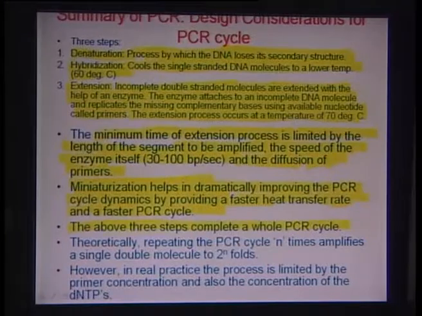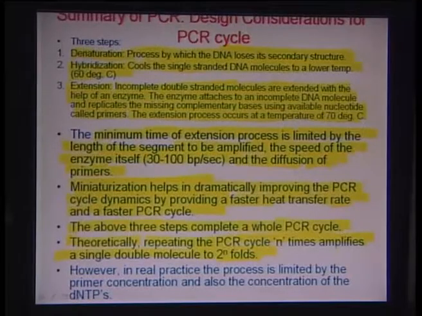So repeating these steps n number of times would theoretically mean amplification of a single molecule to about 2 to the power n fold. Essentially, repeating the PCR cycle n times amplifies a single double-stranded molecule to 2 to the power n copies of the same molecule of the same sequence, identical copies. Our question is, does it really happen this way? If you look into the way that diffusion kinetics works, that is a major problem. Therefore, the reaction is slow at the onset, at the initial phase, because the primers have not really diffused to the point where they are supposed to.